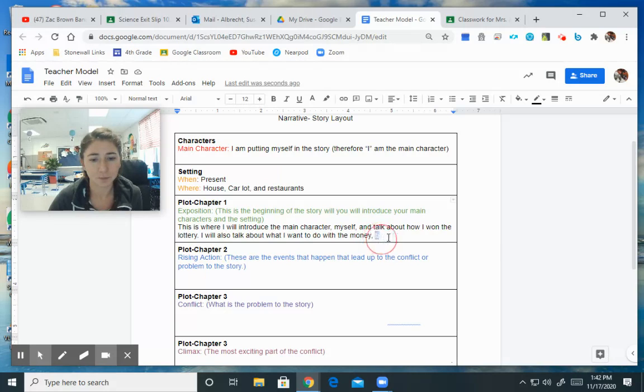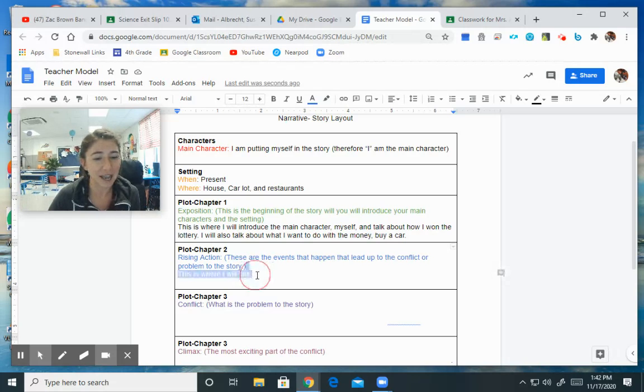Next is, forgot to highlight that part. Next is our chapter 2, which is going to be our rising action. These are going to be the events that lead to the big conflict of the story. And a reminder, this is only our brainstorm. It is not going to be every single detail that's in our story. It's just helping me get a good idea of how the story is going to lay out. That's why it's called a story layout.